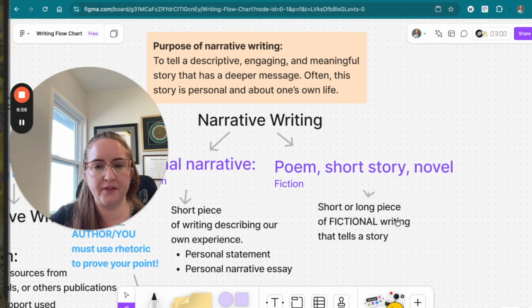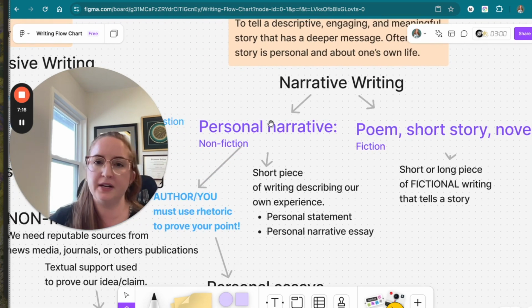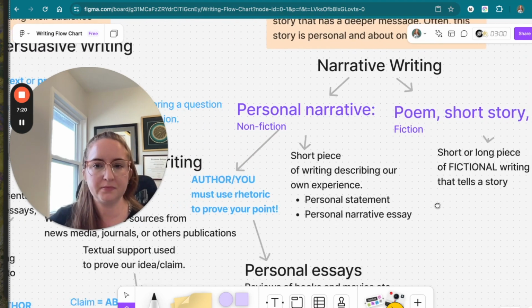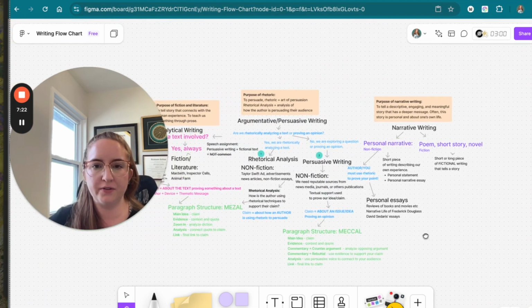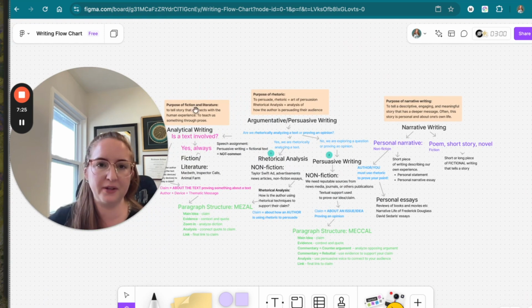The last type of narrative writing kind of brings us back to analytical, which is the actual fictional piece of writing that you might be analyzing, but this time you would be writing it. So you would be writing a poem, you would be writing a short story, you would be writing a novel. This can be a short or long piece of fictional writing that tells a story, but it wouldn't necessarily be about your personal experience. So that is an overview of my flow chart going over analytical, argumentative, and narrative writing.